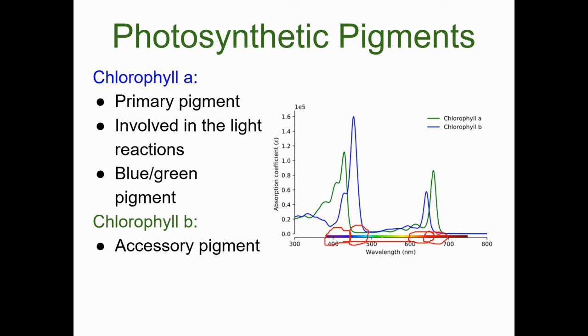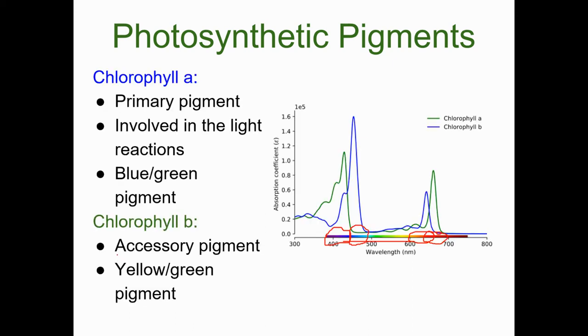So why do we have two? Why do we have this primary one and the accessory one? The accessory one just widens the absorption spectrum. It allows the plant to absorb a little bit more, more different wavelengths than chlorophyll A. Oh, sorry, it's the yellow-green pigment.